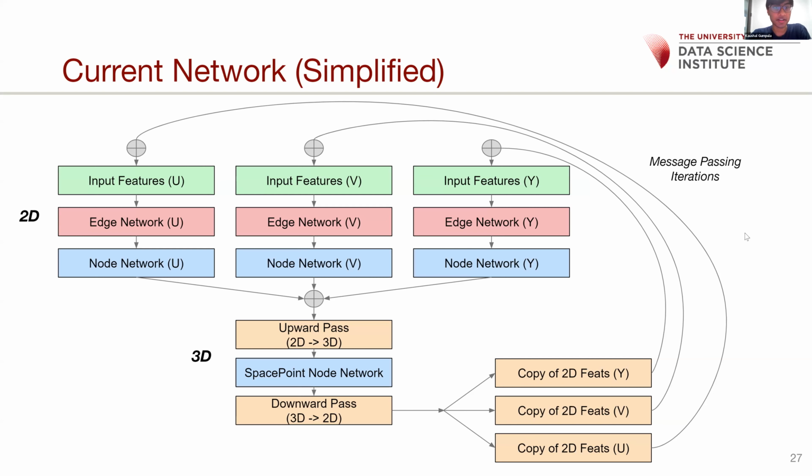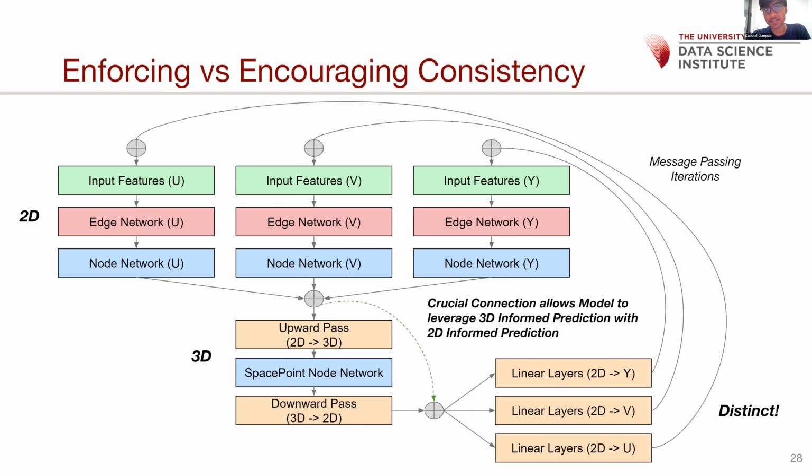Now, what's really important here, and also responsible for the accuracy-consistency gap that we see, is that we enforce consistency in the sense that when we predict on our 3D space points, we copy those features exactly to the U, V, and Y planes. So all of these features, as we go back to the beginning, will be exactly the same across all three planes. However, what actually worked a lot better was encouraging consistency versus enforcing it. The major change that made this happen was this crucial connection here.